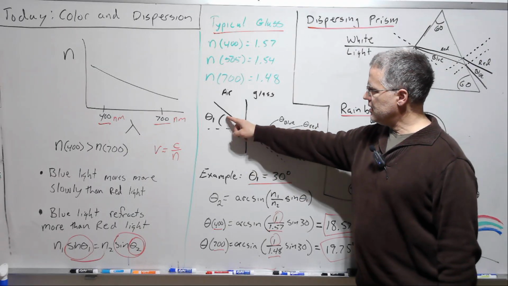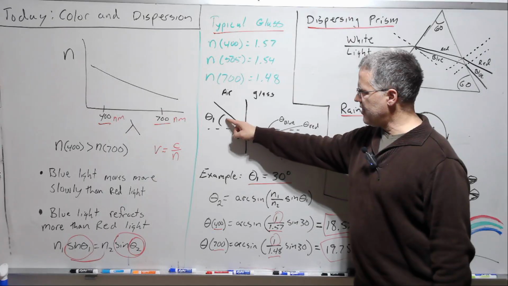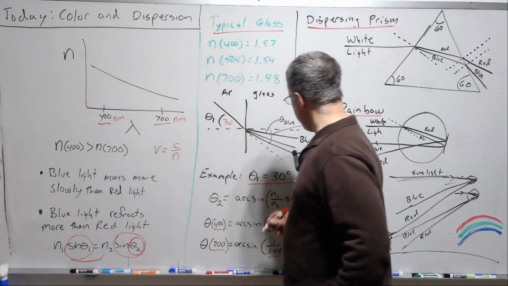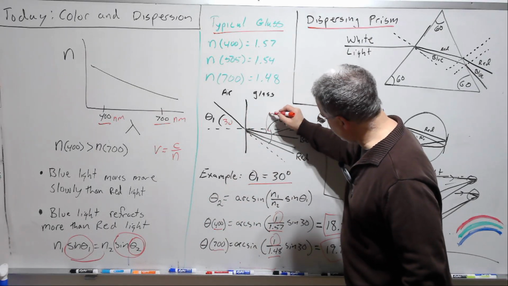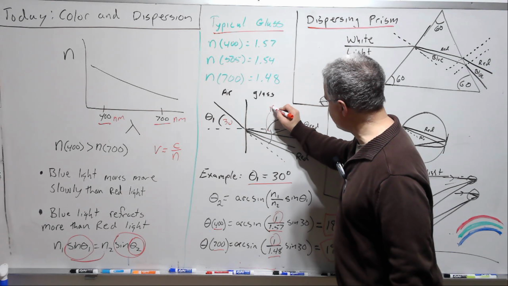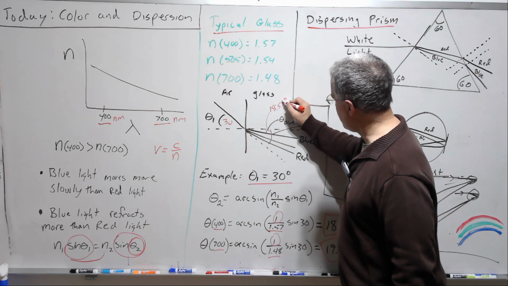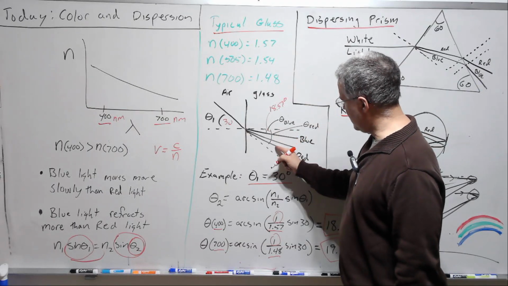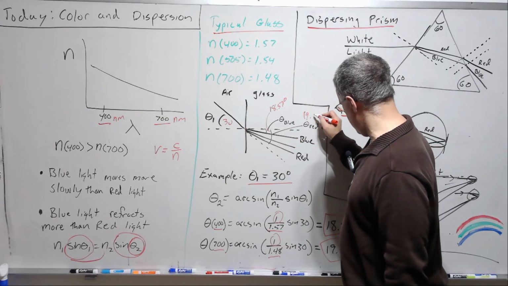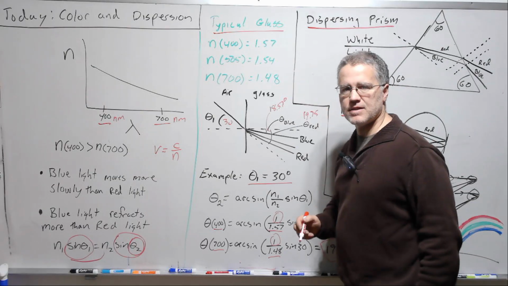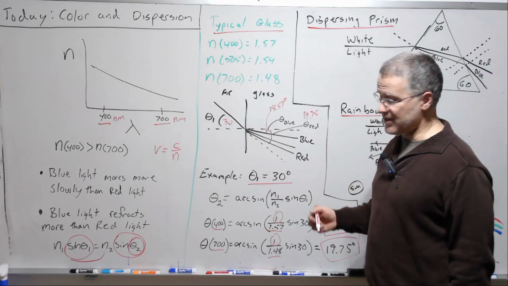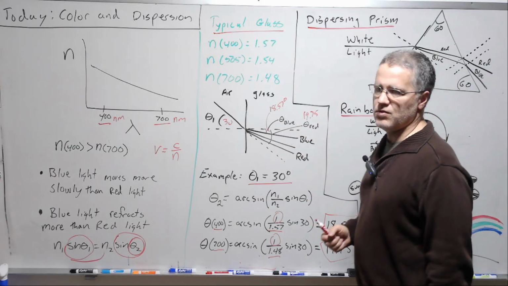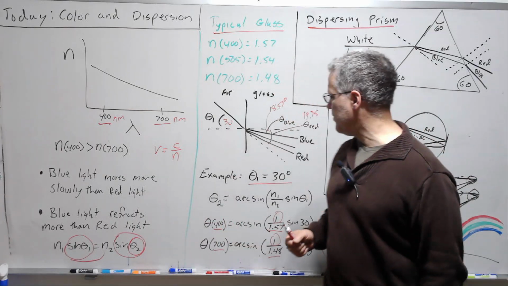So light is coming in at 30 degrees here, so this would be 30 degrees here. And then this angle here, this would be the 18.57. And this angle here, from here to the red, would be the 19.75. This picture is very exaggerated. These would be quite close together, just a little over 1 degree apart.